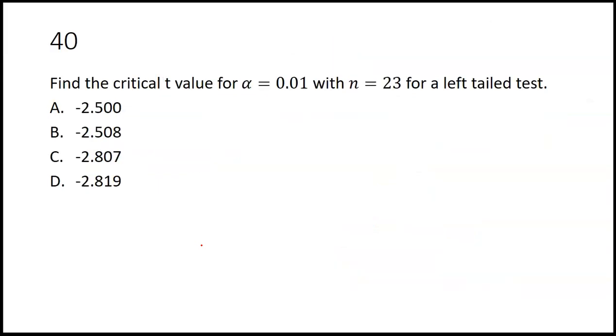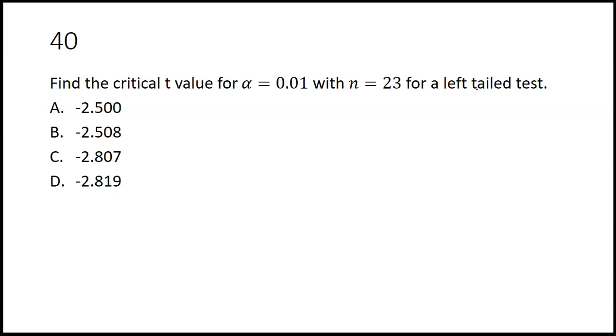Question 40 says find the critical t value for alpha equals 0.01 with n equals 23 for a left tail test. This only says left tail test. It's not two tail, it's not two sided, just left tail. Left tail means it is one tail. If your question says left or right, it means one tail. For two sided, you know what to do.